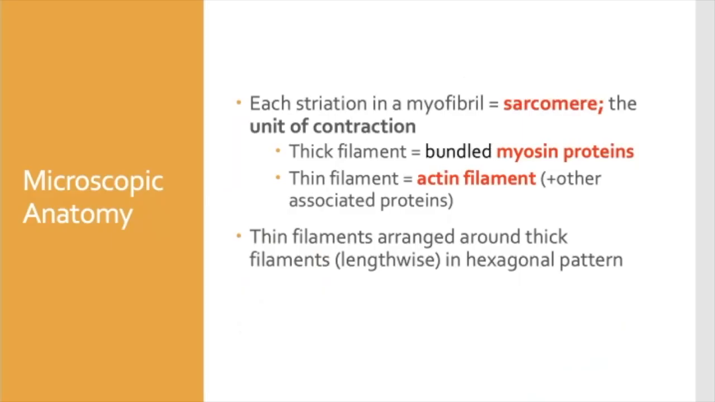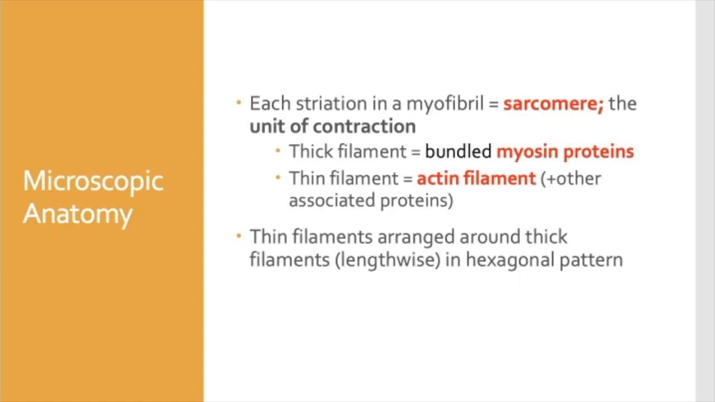So once we start discussing sarcomeres in the lecture, we're now talking about microscopic anatomy. The sarcomeres that are inside the myofibrils in each muscle fiber are made of proteins, two primary proteins and several accessory proteins. The primary proteins are myosin and actin. The myosin proteins make up what are called the thick filaments, and the actin makes up the thin filaments.